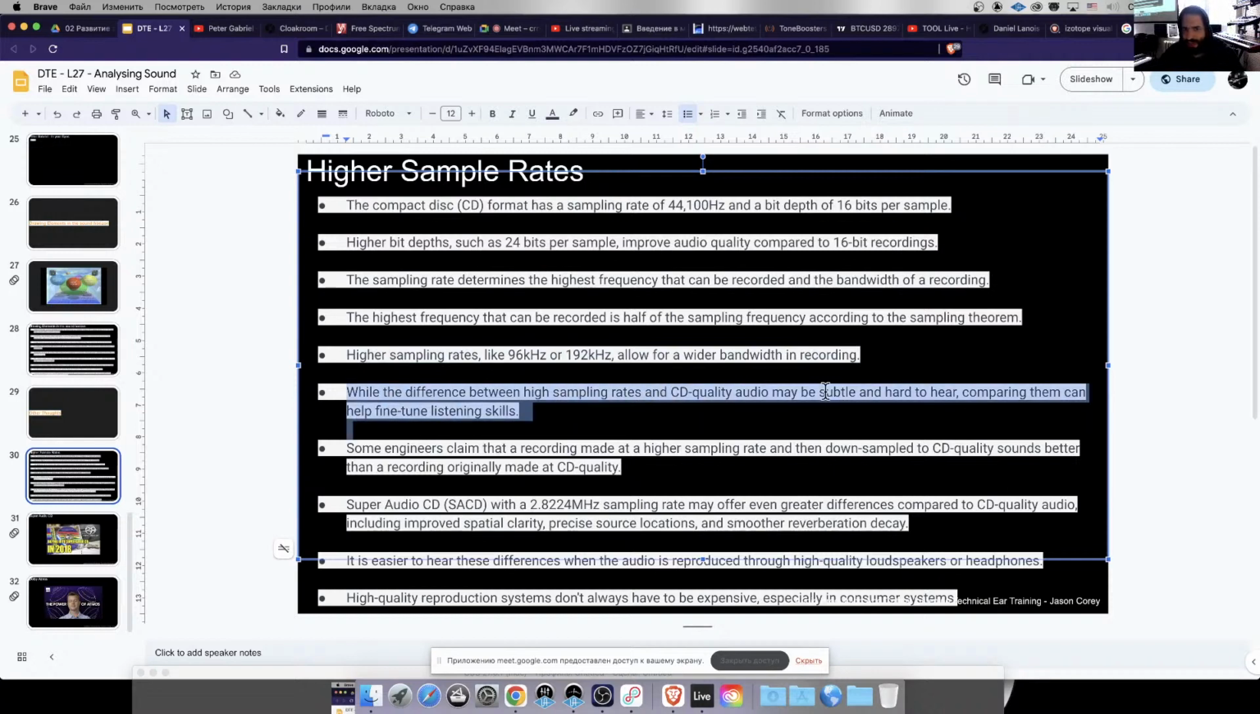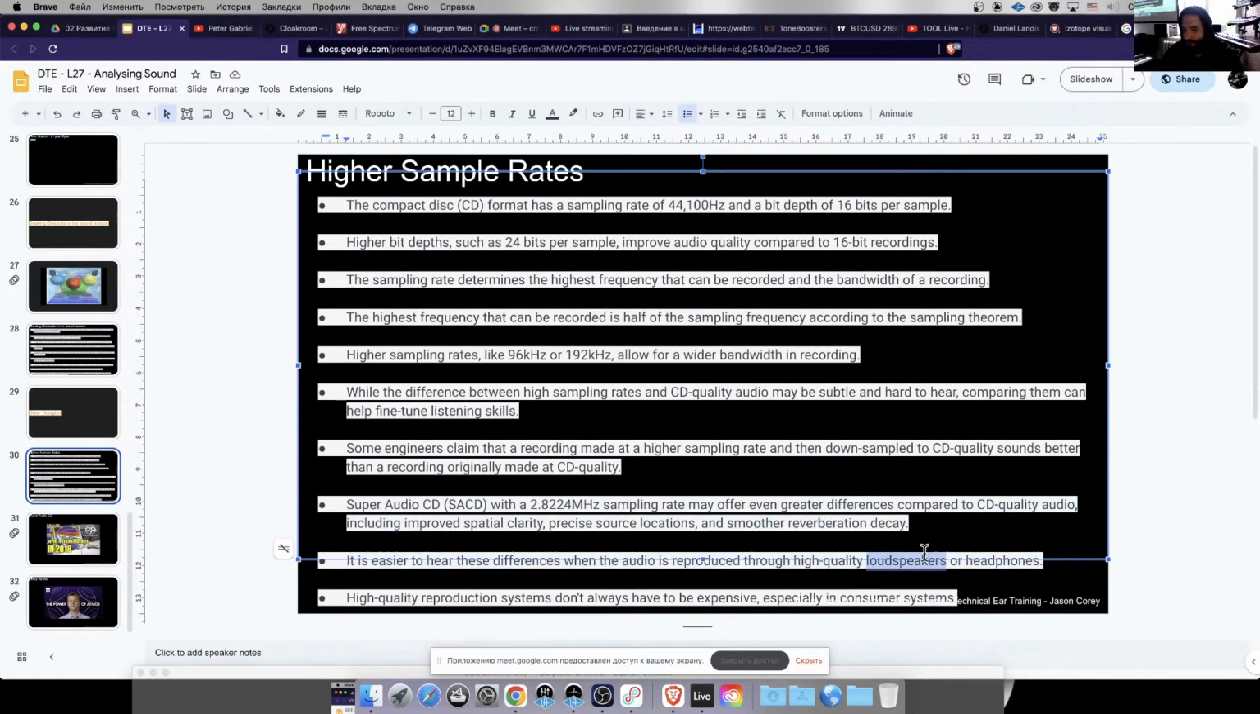While the difference between high sample rate and CD quality audio is subtle, if you compare them, this can help you to fine-tune your listening skills. Some engineers claim that a recording made at higher sampling rate and then downsampled to CD quality sounds better. Remember, you need to use dither when you do that. And there is something called Super Audio CD, which was a bit of a flop. Imagine, 2 megahertz sample rate. So that would be kind of like 2,800 kilohertz, something like that, around that.